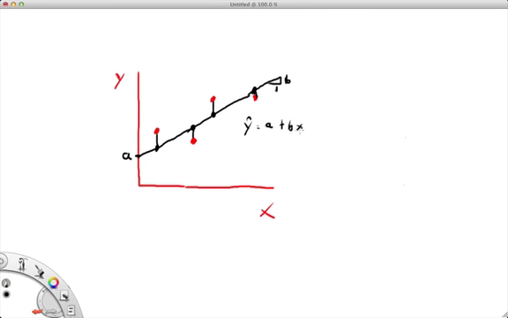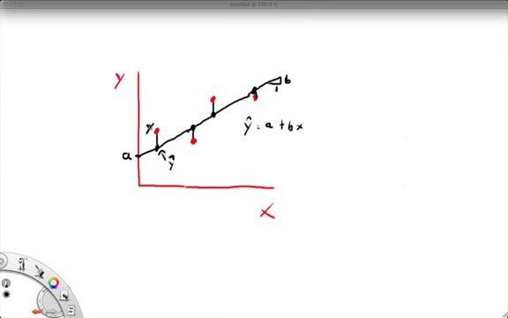Now, we've observed the red points, and these red points are called observations or observed values. The black points are the points on the line. So these points are y hats. That is a y hat, whereas the red points are the y's. It's really important to keep those two terms straight.